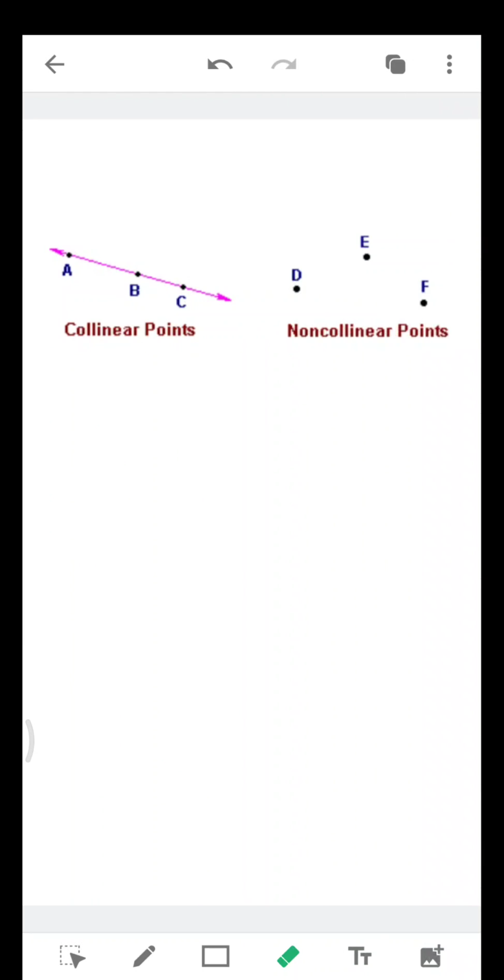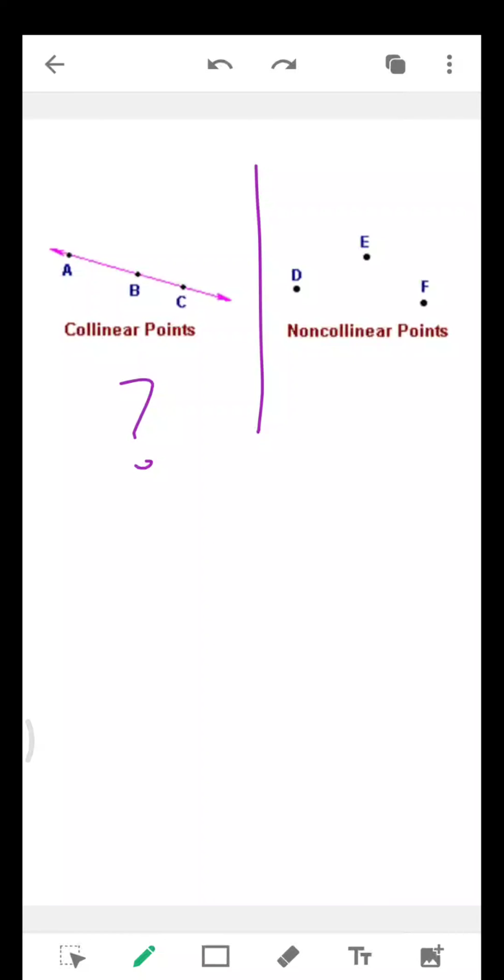Now let's jump to the next concept. You can clearly see the difference between collinear points and non-collinear points here. So how will you define collinear points? Points lying on the same line. You can clearly see a, b, c, the points are lying on the same line, so they are called collinear points. And d, e and f, you can see they are not on the same line. If you join them, you will not get a single line. So they are non-collinear points.